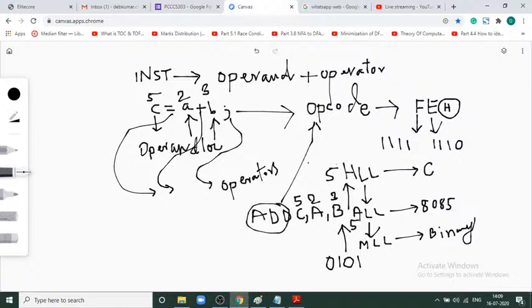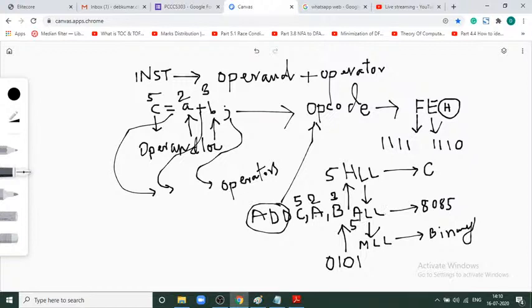Okay, so let me explain it once again. Say C is equal to A plus B semicolon. It is basically an instruction written in C, and it is a high level language instruction. I repeat, C is equal to A plus B semicolon. It is an instruction written in C, a high level language instruction. First of all, whenever we compile our program, this instruction converts itself into assembly level language.